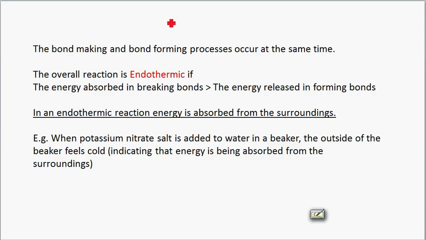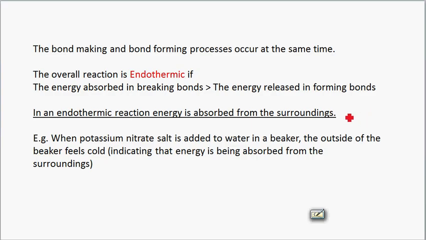Now, bond breaking and bond making processes occur at the same time in a chemical reaction. Now, we have two kinds of chemical reactions. We have endothermic reactions and we have exothermic reactions. The overall reaction is endothermic if the energy absorbed in breaking the bonds is greater than the energy released when bonds are formed. So you need to be able to give a definition for an endothermic reaction.